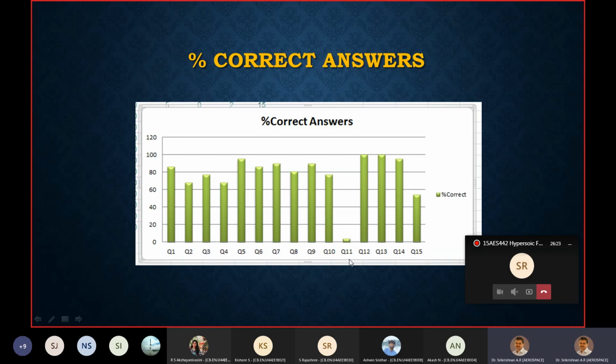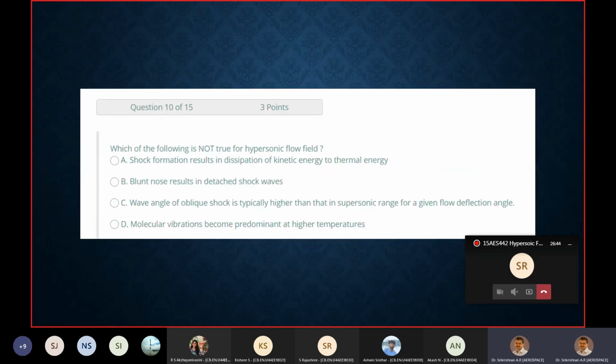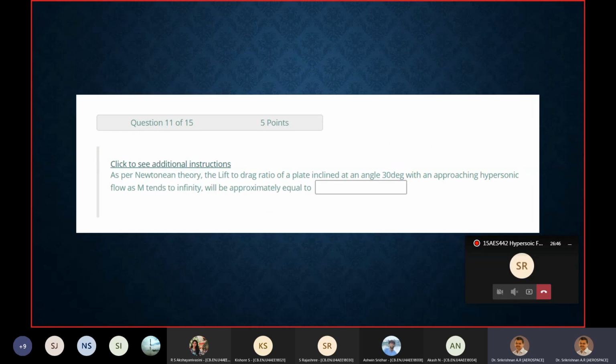Only very few people, three or four, opted for the answer I had given, but it's actually wrong. I apologize for that. I'll remove this from the evaluation. This one will not be considered. Sorry for that, and what you said is correct. It comes out to be cot alpha, which is square root of 3 or something like that, about 1.7. Sorry for the mistake in the answer key for that question.